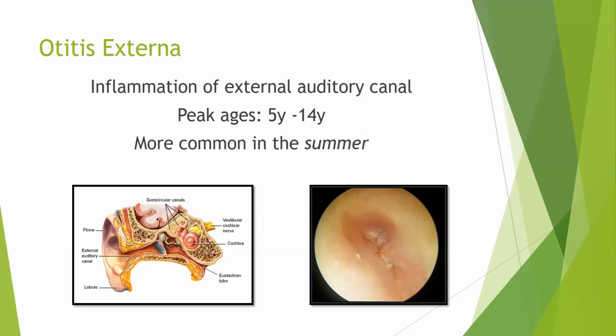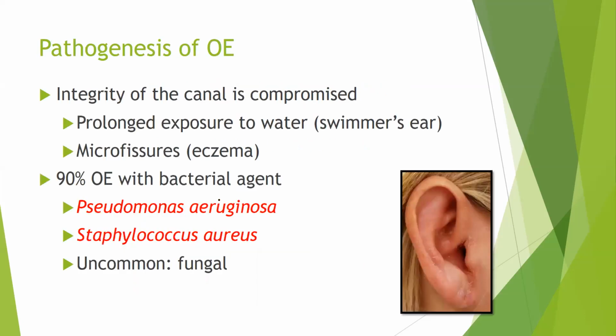Otitis externa. So otitis externa is an infection in the canal of the ear. Peak in summer because kids are swimming, they get water stuck in there and they get an infection. Otitis externa is primarily caused by Pseudomonas aeruginosa, but can also be caused by Staph aureus. Fungal infections are uncommon, particularly in healthy children.